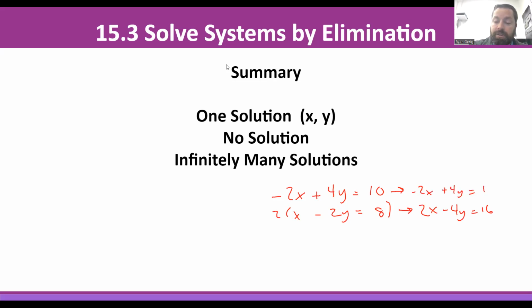I'm going to add the equations together. -2x plus 2x is 0. 4y plus -4y is also 0. So if I'm looking at an equation, I have nothing left on the left-hand side. Now it all comes down to the right-hand side. 10 plus 16 is 26. Does 0 equal 26? No, it's not true.